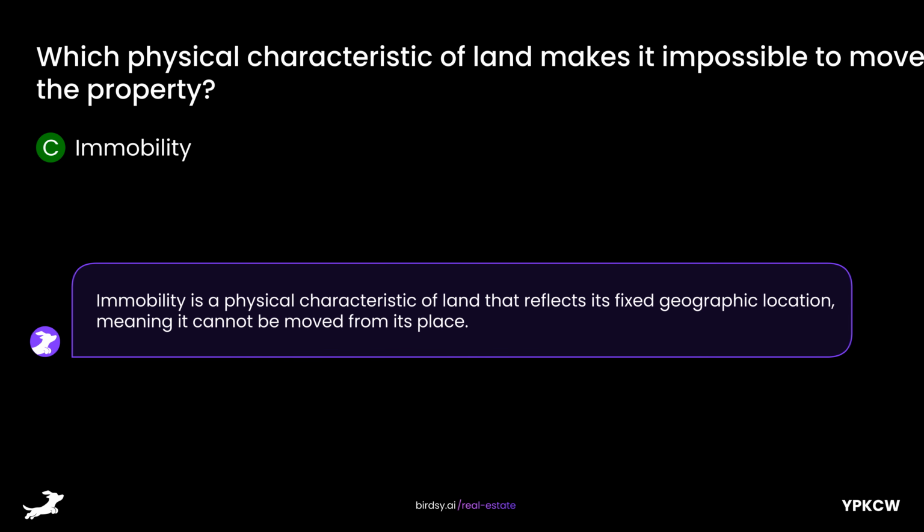Immobility is a physical characteristic of land that reflects its fixed geographic location, meaning it cannot be moved from its place.